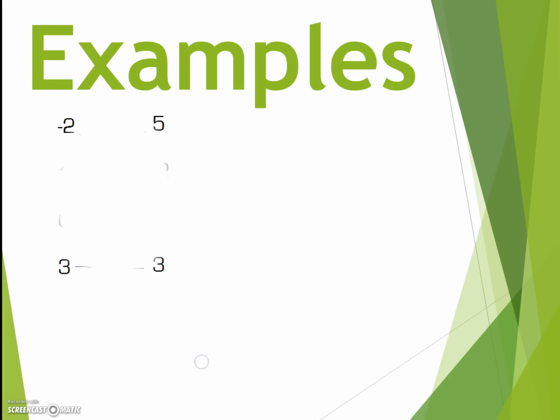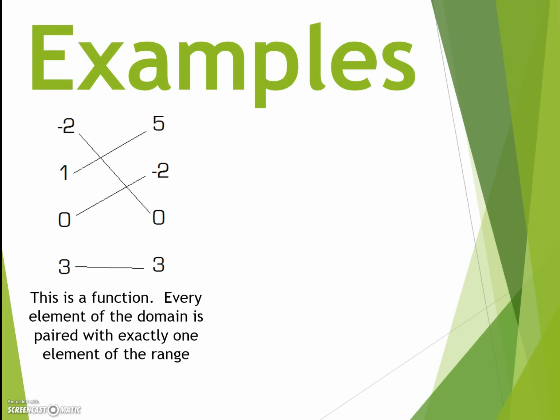The next way we can look at it is through mapping. So if we look at this, we want to identify the fact that -2 is only going to 0, 1 is only going to 5, 0 only goes to -2, and 3 only goes to 3. So the column on the left represents the domain, and the column on the right represents the range. So we're looking at the domain matching up with only one value there. So this is a function because every element of the domain is paired with exactly one element of the range.